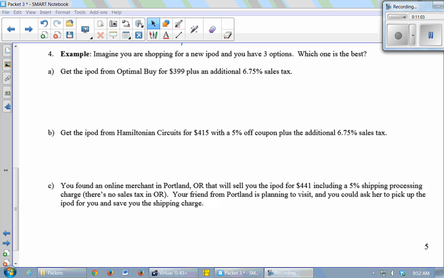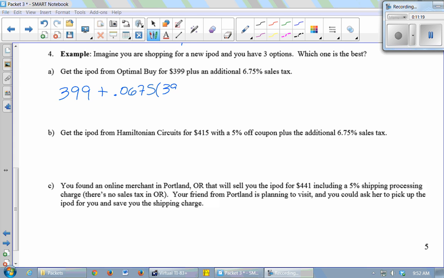Okay, so if we just go down to Hadley and go to Optimal Buy, right? The local Optimal Buy. We're going to pay $399, right? Plus sales tax. So it will be 0.0675 times $399. So you have to take that percent, change it to a decimal, and multiply by the price. Okay. If you have trouble changing that to a decimal, the general rule is move the decimal 2 to the left. 2 to the left.